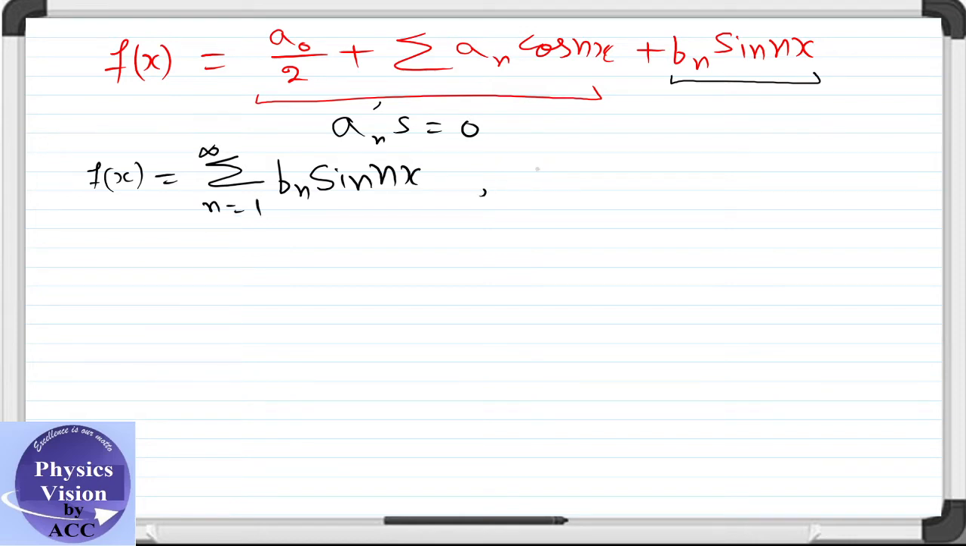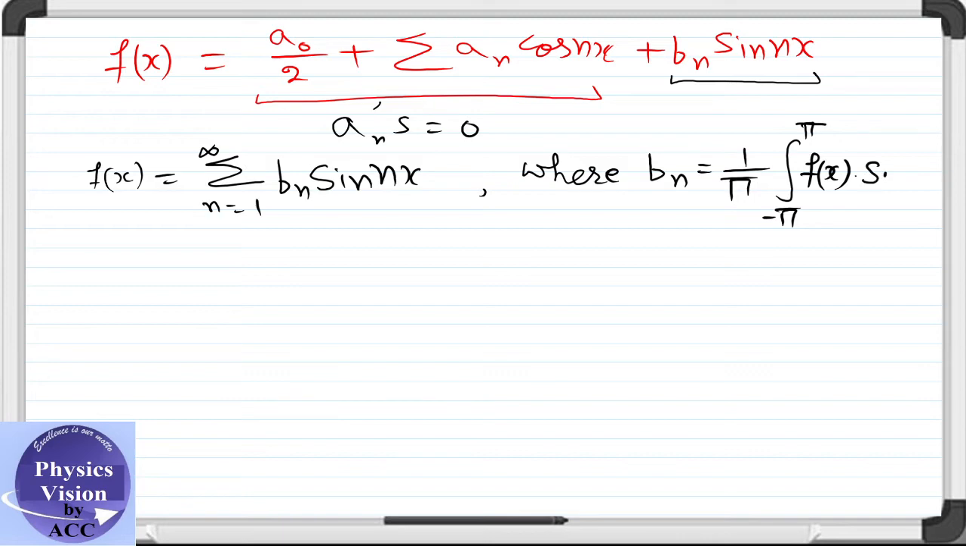And what is bn? bn is given by 1 upon pi, with limits from minus pi to pi, of f(x) sin nx. So we just need to substitute the value of the function now and integrate. Let us calculate bn. For bn, we'll split it into two parts. 1 upon pi is common in all.